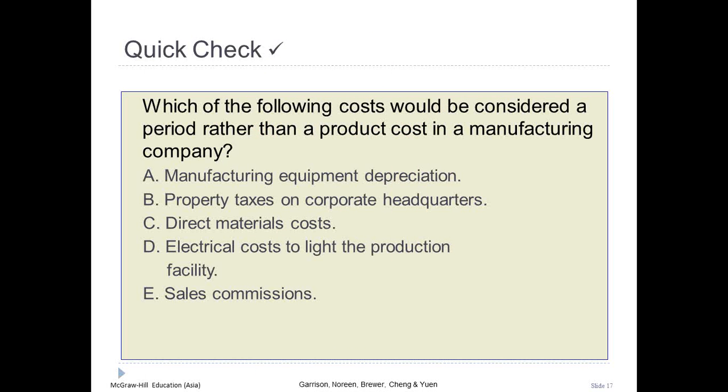So let's check our knowledge. Which of the following costs would be considered a period cost rather than a product cost in a manufacturing company? Property taxes on corporate headquarters and sales commissions.